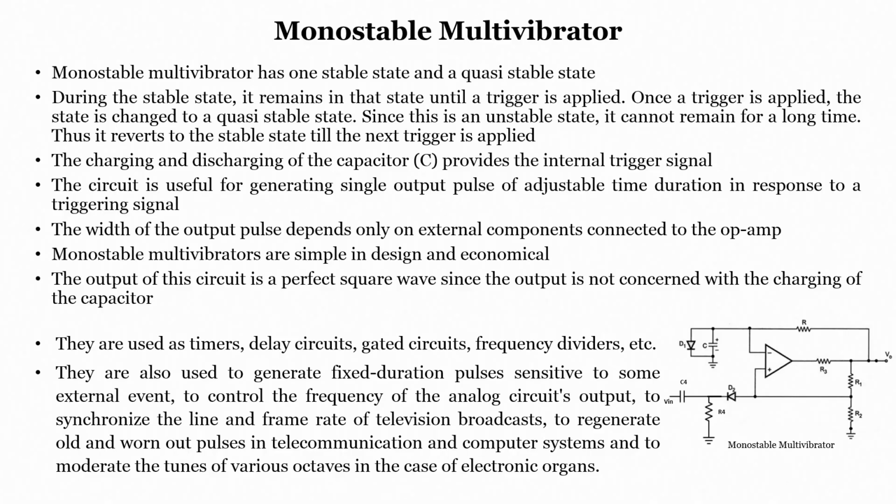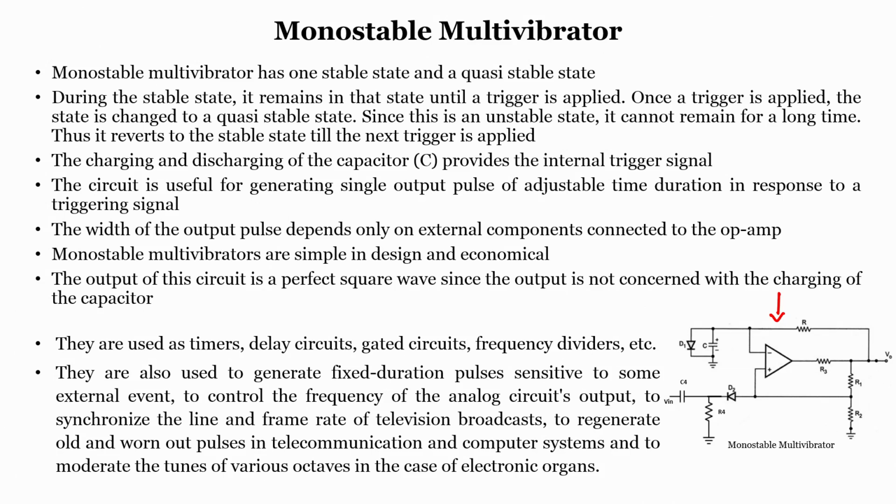If you see this slide, the monostable multivibrator circuit is shown here. It has one stable and one quasi stable state. During the stable state, it remains in that state until a trigger is applied. Once the trigger is applied, the state changes to a quasi stable state. Since this is an unstable state, it cannot remain for a long time and thus it reverts to the stable state till the next trigger is applied.